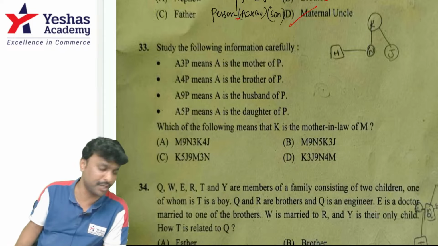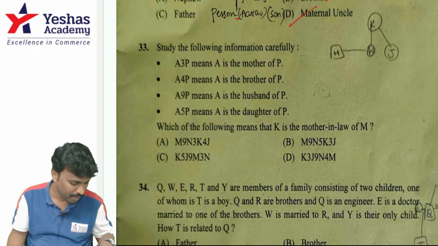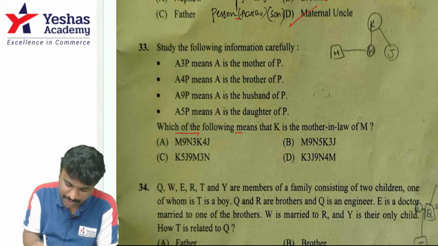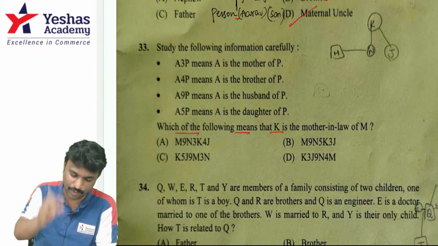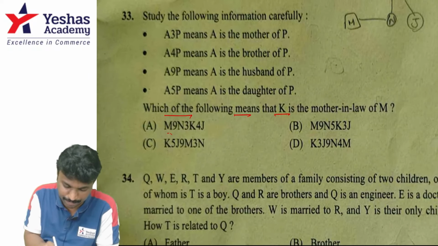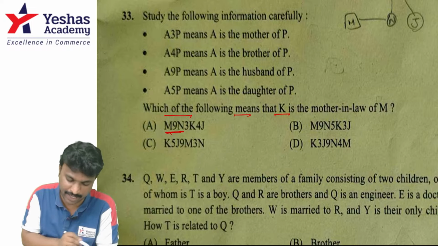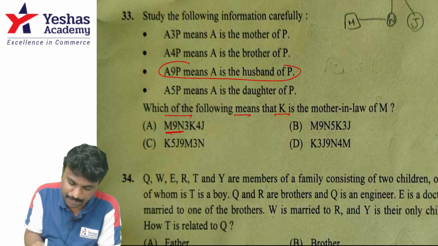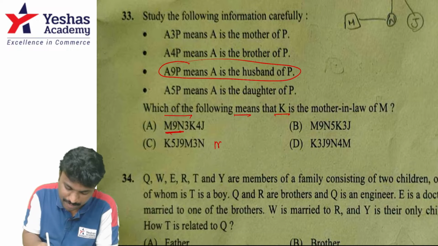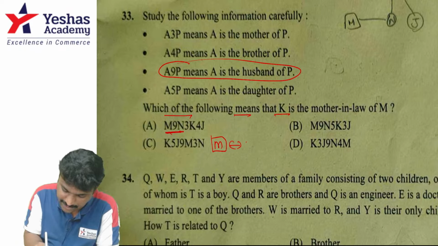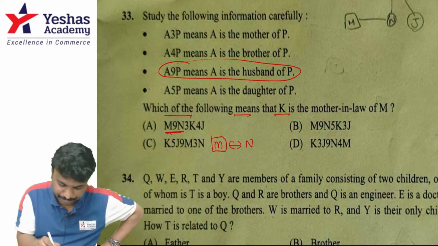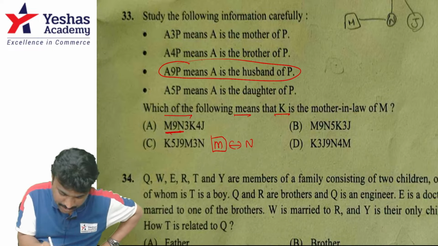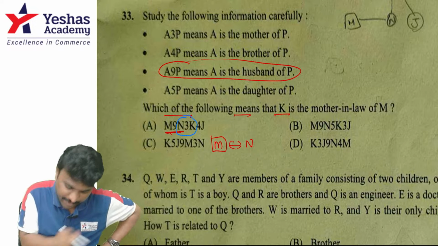Guys, moving on to the next question, 33rd. What is it? Which of the following means that K is the maternal mother-in-law of M? Guys, take one option at a time. M9N. 9 is over here. The first person is husband of the second. M is husband of N. Next two persons are N3K.